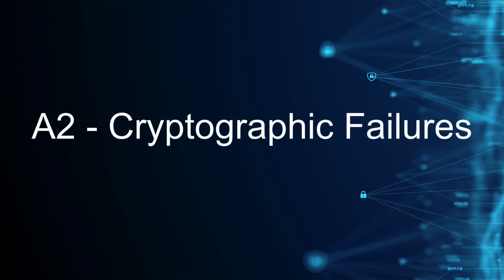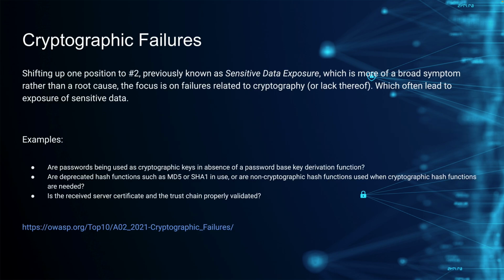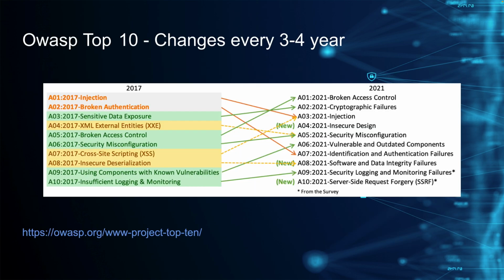Next off, we have cryptographic failures. So cryptographic failures is shifting up to position 2 in the OWASP top 10, meaning that if we go back a few slides here, you can see here, before it was considered as sensitive data exposure as number 3, but in the most recent top 10 from 2021, it has moved to the top 2 position from being number 3.